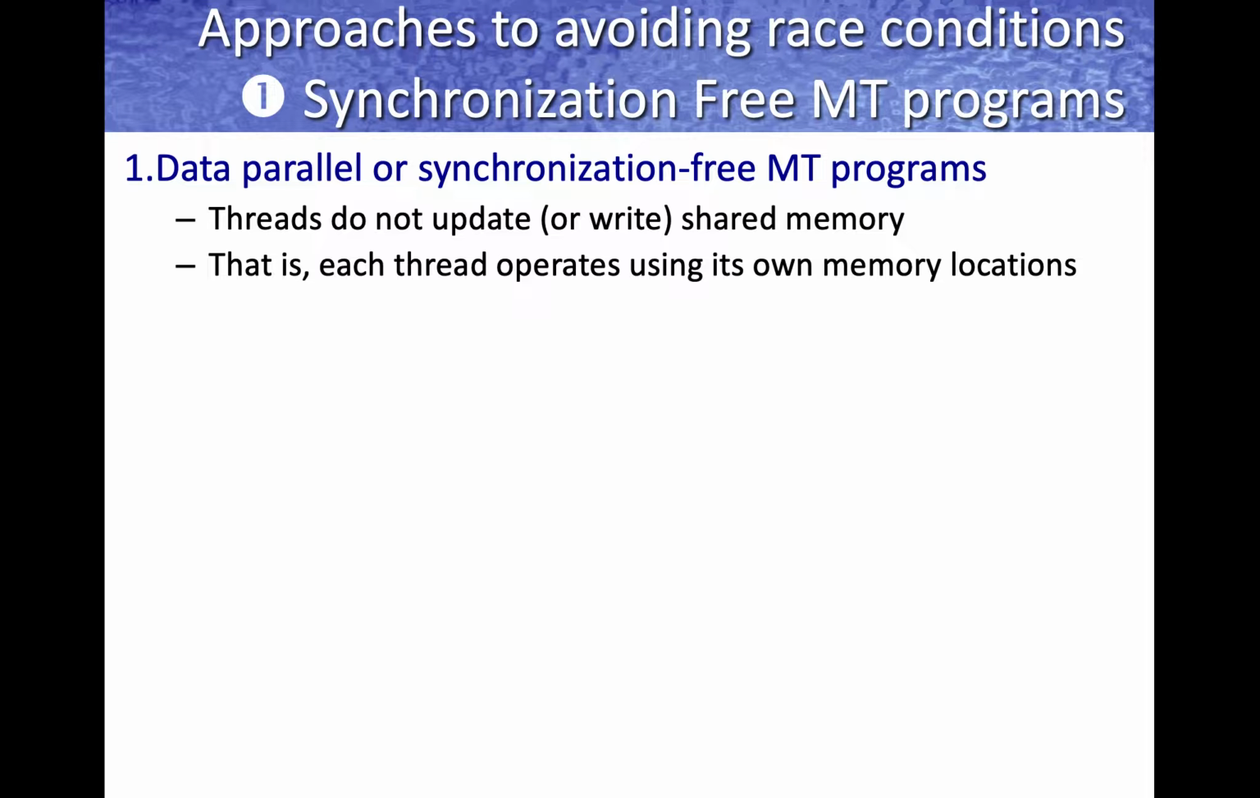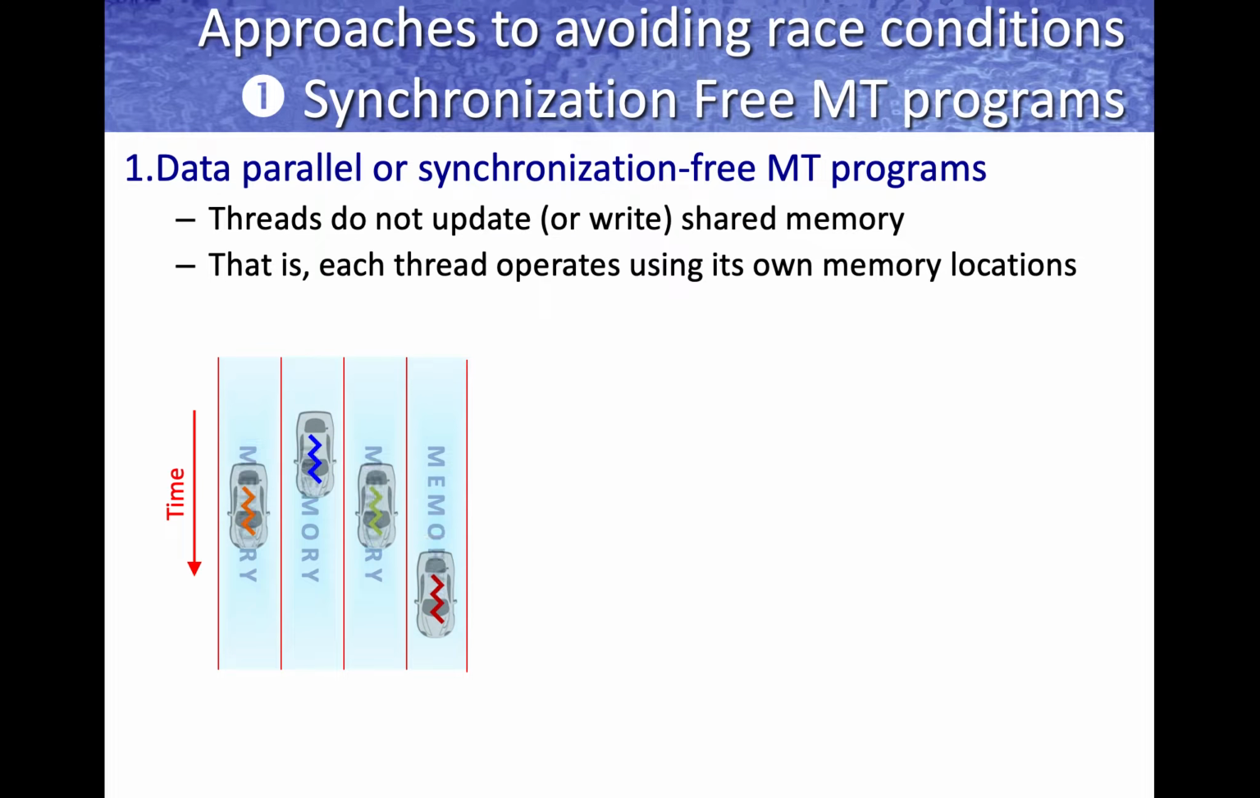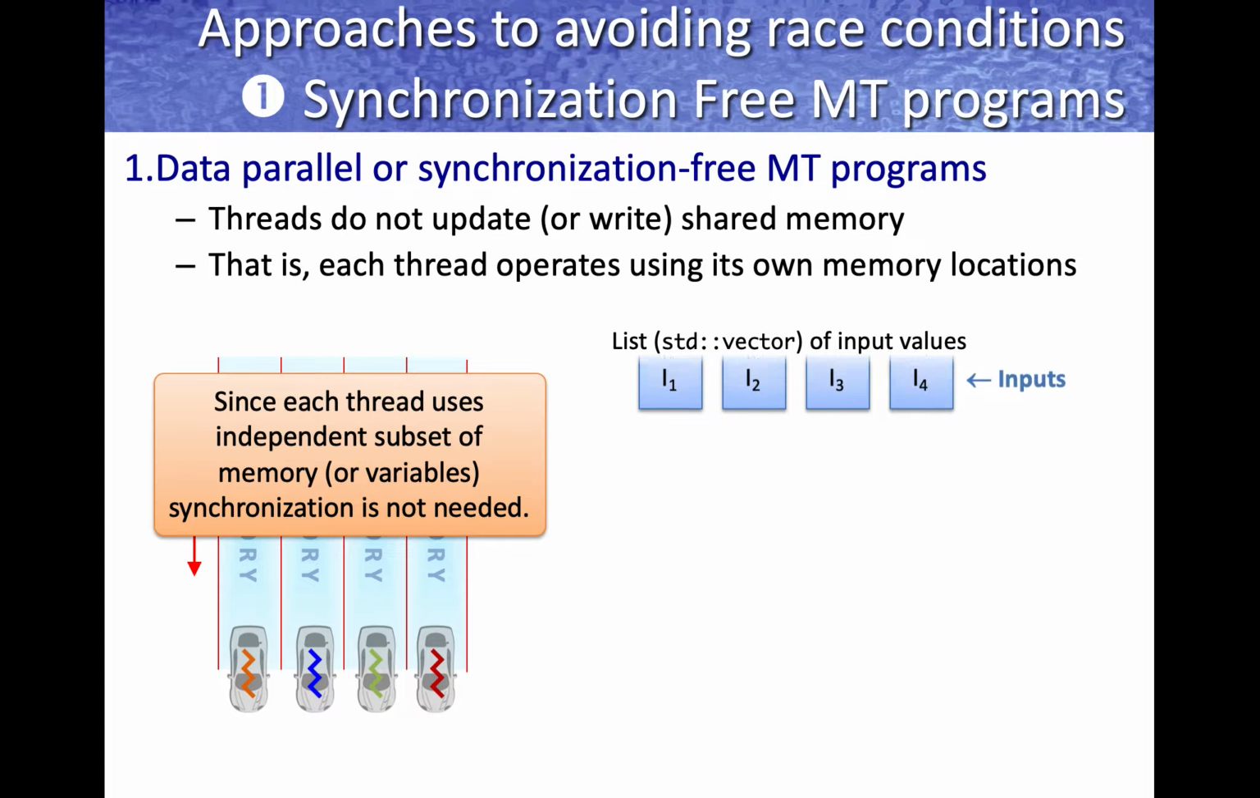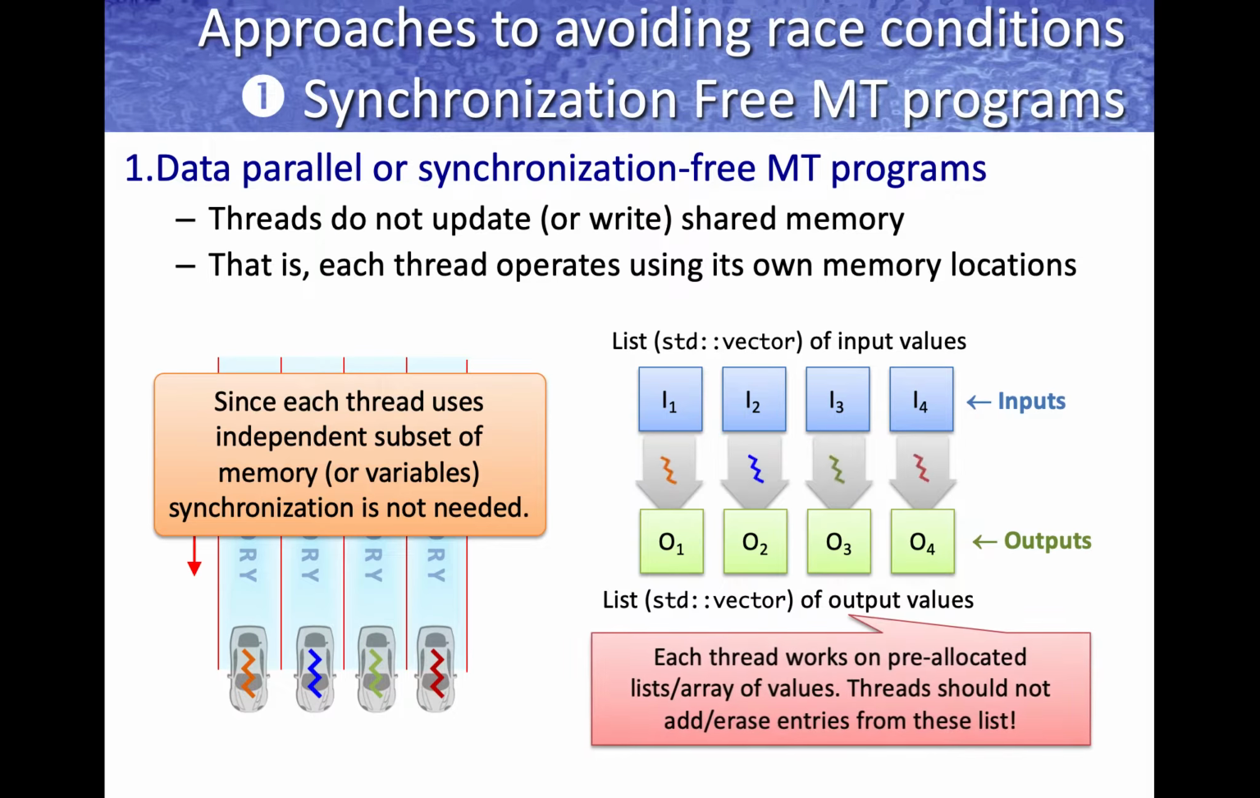There are several approaches to developing programs to avoid race conditions. The first one is data parallel or synchronization-free methods, where each thread operates on its own independent set of memory. Since threads do not share any memory, synchronization is not needed and race conditions do not arise. For example, in programming terms, you can have a vector that contains a list of input values, and you can have multiple threads that operate independently on each one of those inputs to generate outputs. Since each thread works on a pre-allocated list of values for inputs and outputs, they do not share any information, and synchronization is not necessary, and race conditions do not occur.